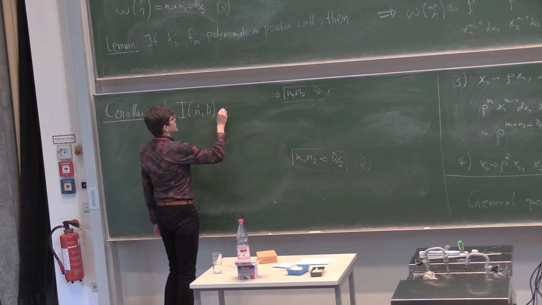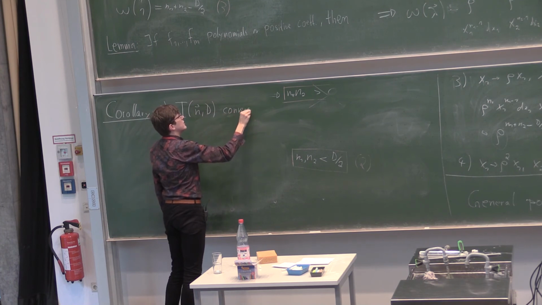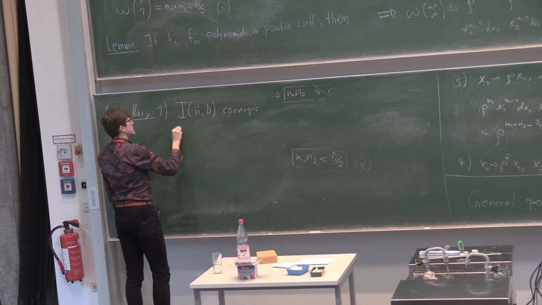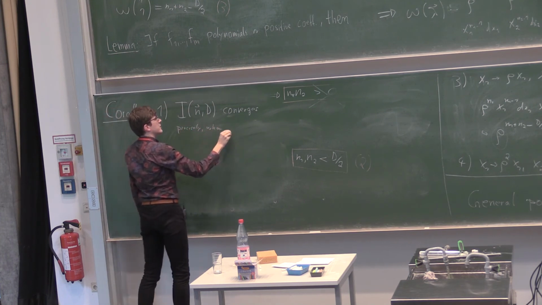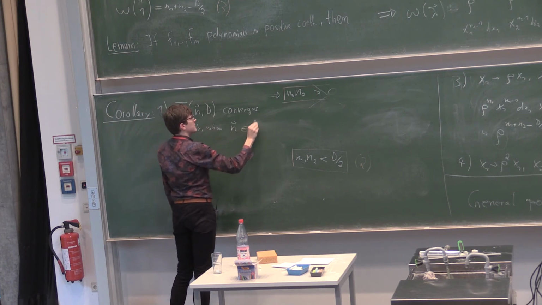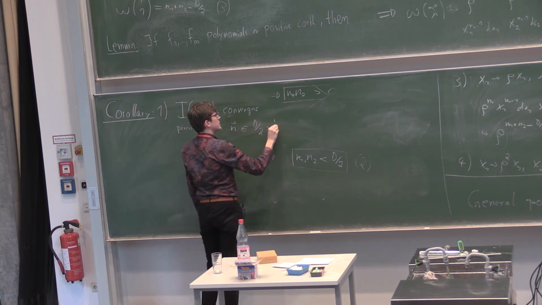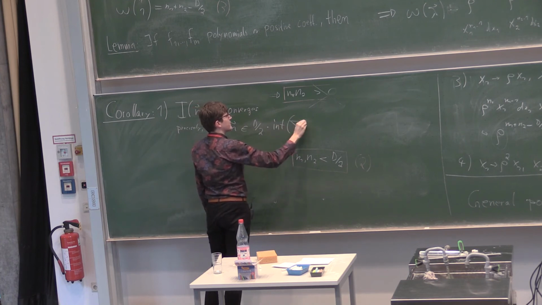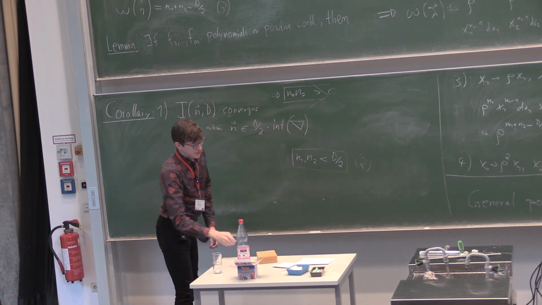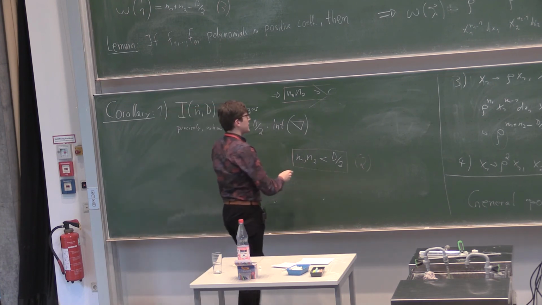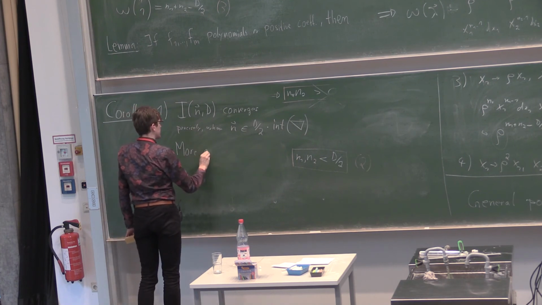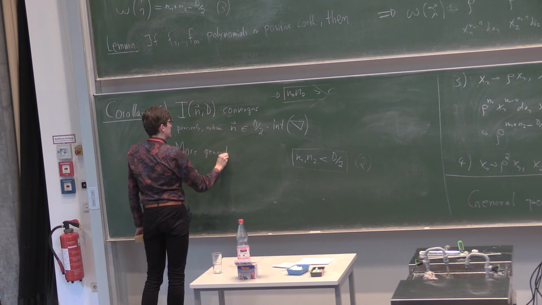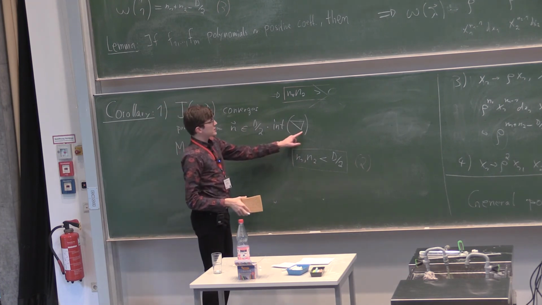So this thing converges precisely when n is inside d over 2 times the interior of this triangle. Okay. And in general, what is this triangle? More generally, remember how we constructed this. This was just the convex hull of all of the monomials which appeared in the polynomial.